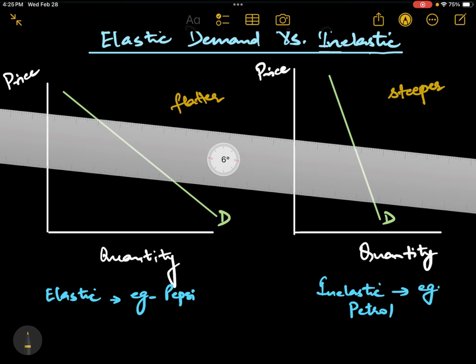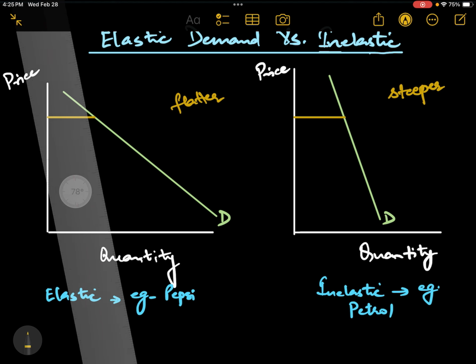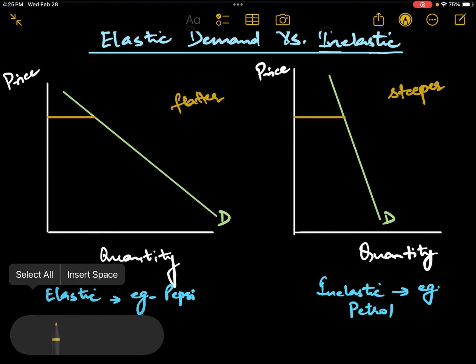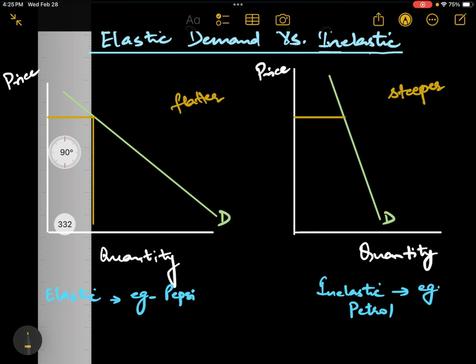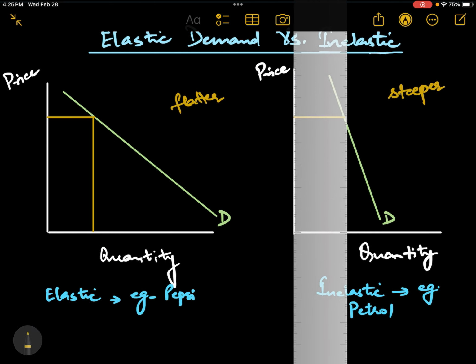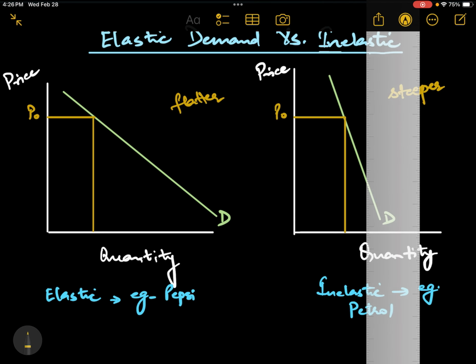To show your concept carefully, you need to keep in mind these things when you are drawing graphs for the exam. So suppose the original price is this for both, and the original quantity demanded for this graph would be this, and for this graph would be this. Let's mark it as P0, this also P0, this is Q0, this is Q0.